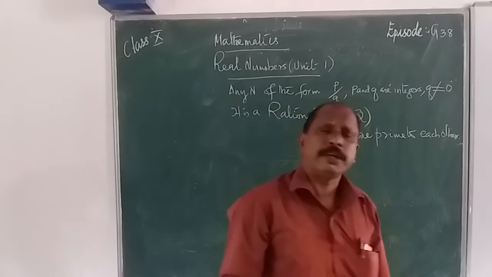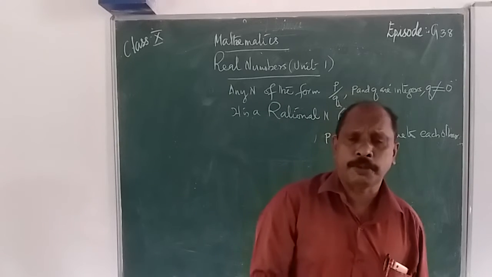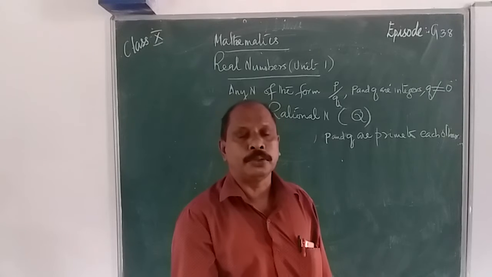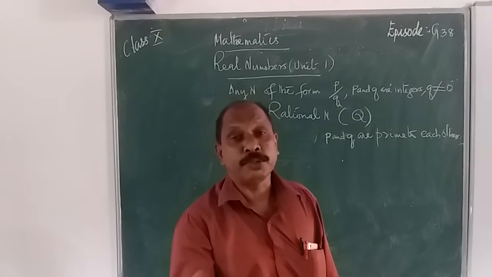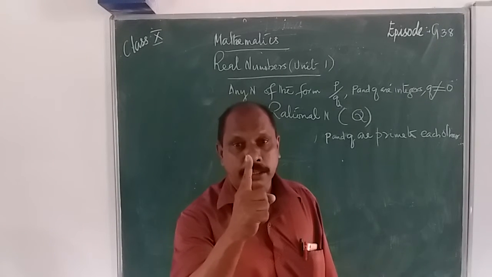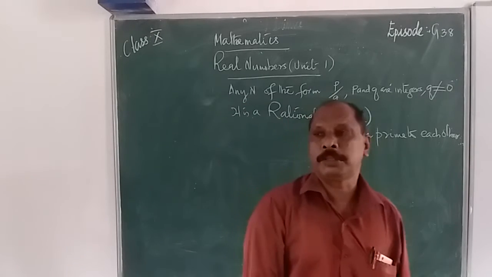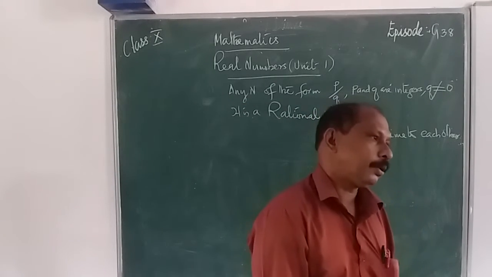Then what is a rational number? It means any number of the form p by q where p and q are integers and q is not equal to 0. p and q are prime to each other means there is only one, that is the number 1, as the common factor between numerator and denominator.